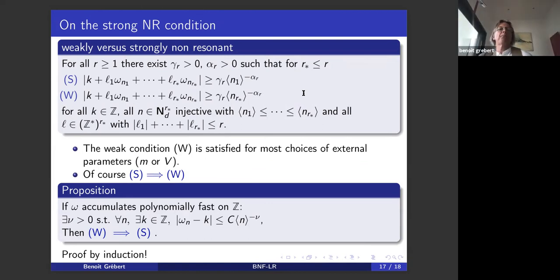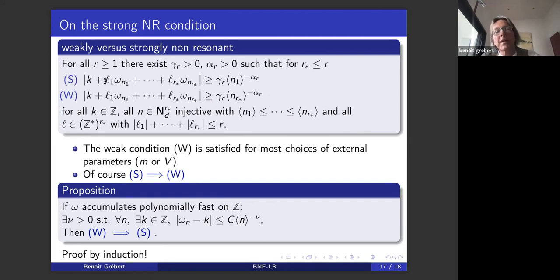Okay, so I can say something about the previous slide. It was about the key ingredient of the normal form techniques, but now this is about the key assumption. The key assumption is the strong non-resonant condition, which is different from the one used in the paper with Dario 15 more or less years ago. So I put in this definition both the strong non-resonant definition and the weak non-resonant condition.